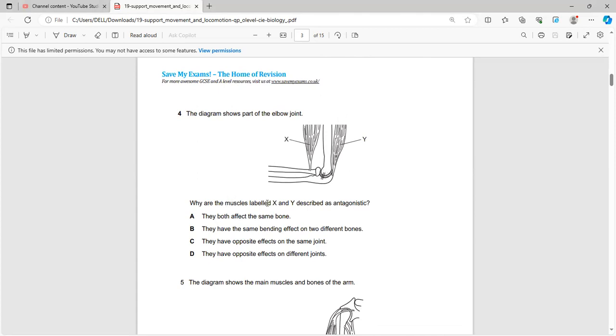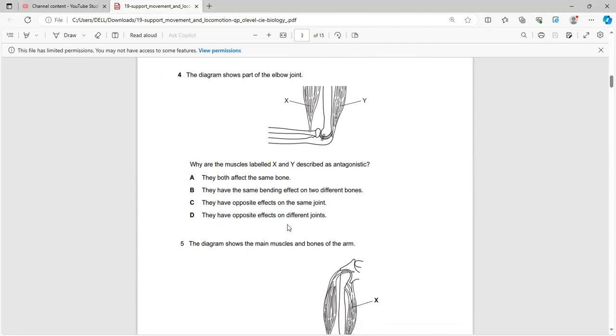So, why are the muscles described as antagonistic? In this question, they are asking why do they have opposite roles? So they have opposite effects on the same joint. They both affect the same bone. This answer is correct.